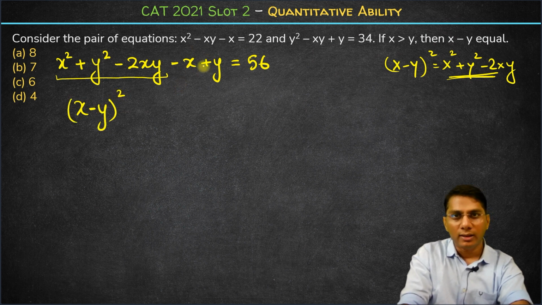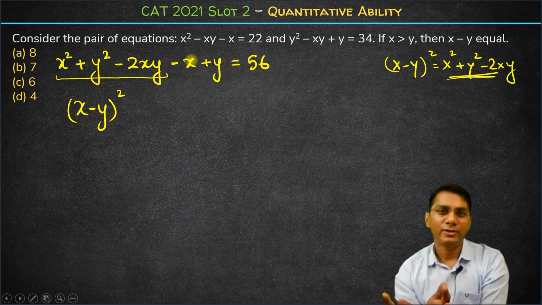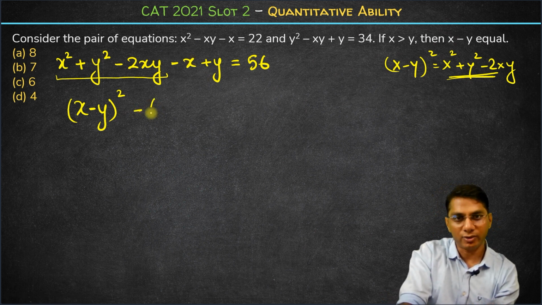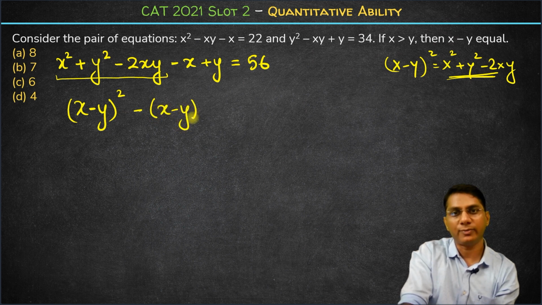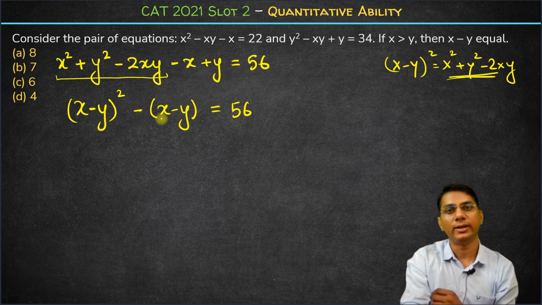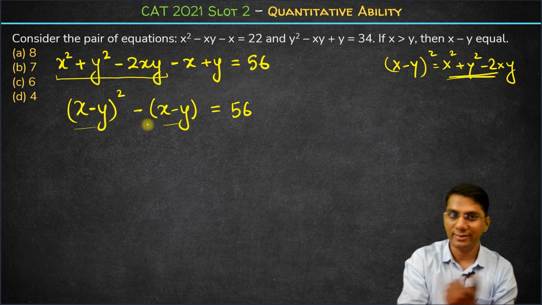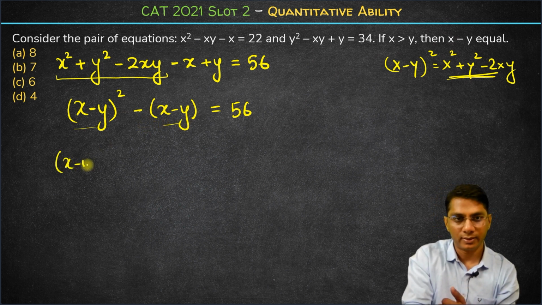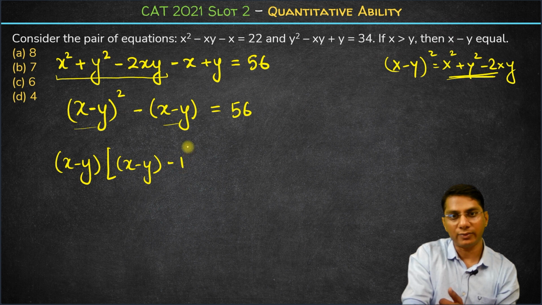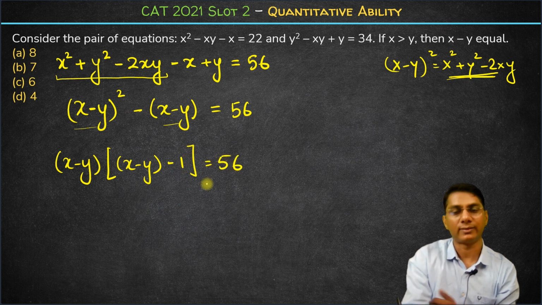Now again, we want x minus y, but we have minus x plus y. So what we can do here is we can take minus common and then you get x minus y, what we need. This together is 56. So now here we have x minus y whole square and here we have x minus y. Both these terms have a factor of x minus y. So let's take x minus y common. If we take x minus y common here we'll have x minus y remaining and here we'll have minus 1 remaining, which is equal to 56.